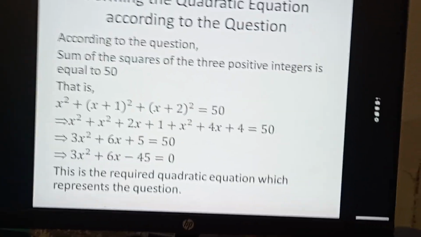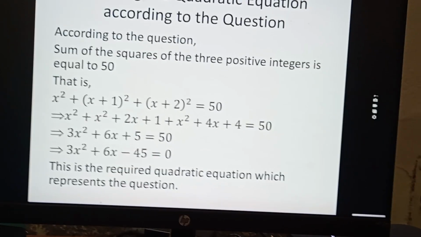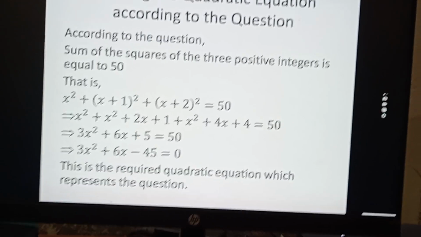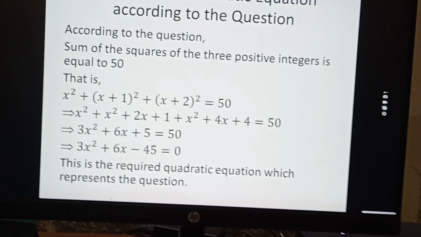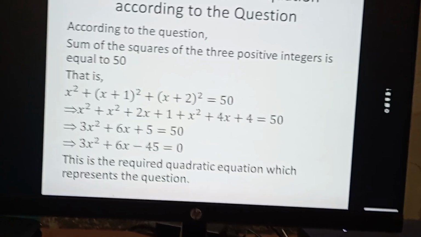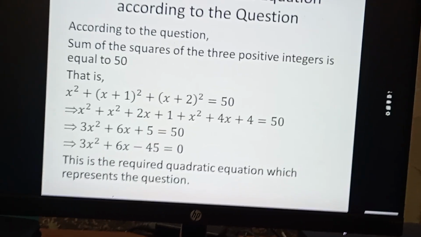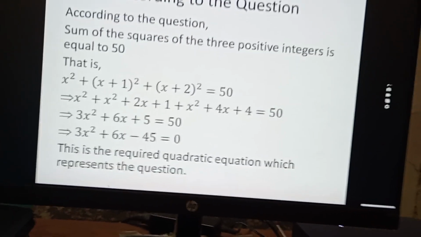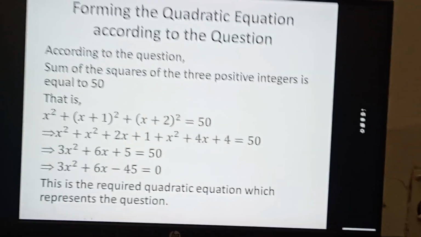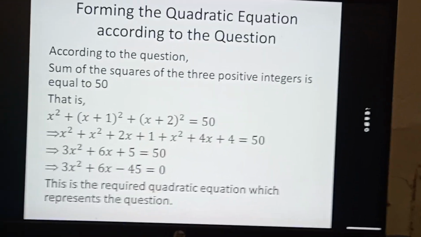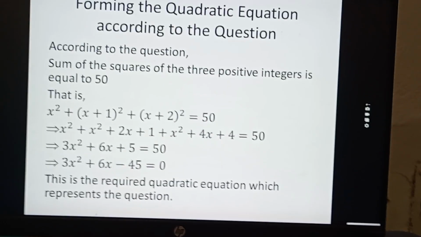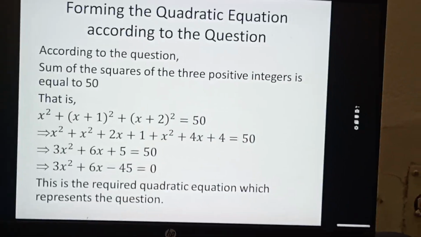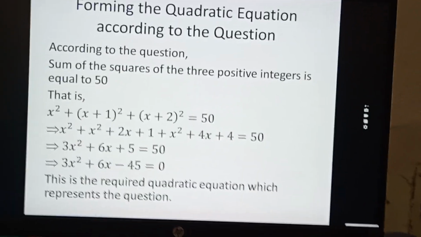We have to simplify this equation and bring it to the standard form of the quadratic equation, ax squared plus bx plus c equal to 0. So we simplify the expression on the left hand side. How will we do that? Just expand (x plus 1) the whole squared using the identity (a plus b) the whole squared. That is x squared plus 2x plus 1. Similarly, (x plus 2) the whole squared will be x squared plus 4x plus 4, equal to 50.